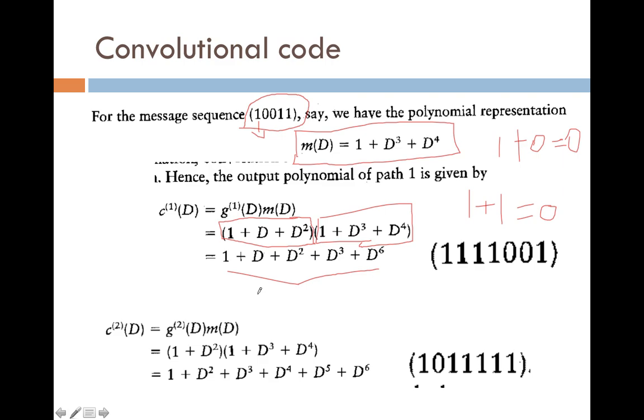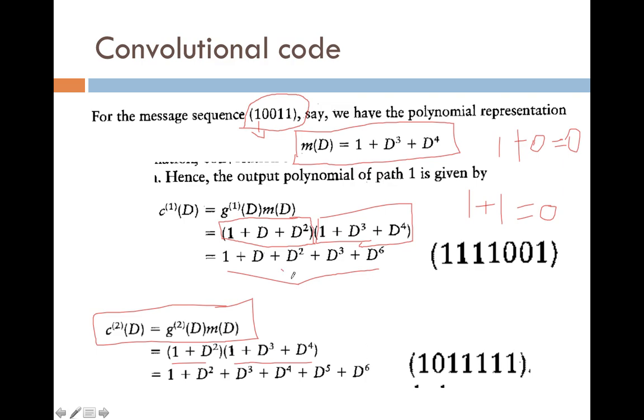That's it. Similarly, you can determine the output of the second path by simply multiplying the second path generator polynomial and the message polynomial. So g2 of d is 1 plus d square, and the message polynomial is 1 plus d cube plus d power 4. When you multiply and add using modulo 2 addition, you will get 1 plus d square plus d cube plus d power 4 plus d power 5 and d power 6.